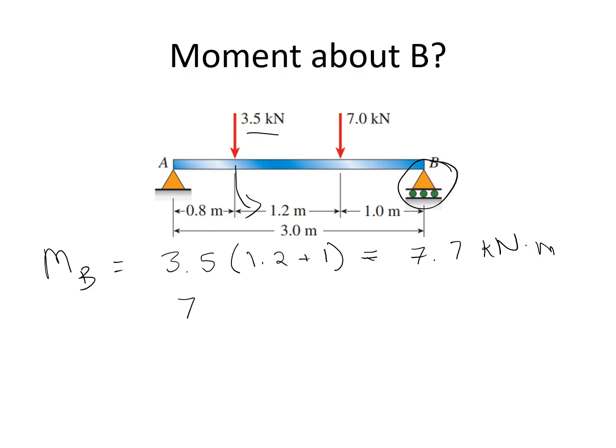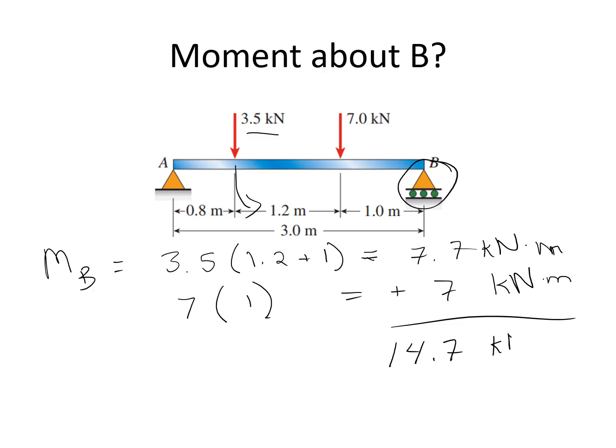And then we have the 7 kilonewton force times a distance of 1, so that's going to be 7 kilonewton meters. And again, that is tending to be in the counterclockwise direction, so it will again be positive. If I add those together, I get 14.7 kilonewton meters, and positive because it's in a counterclockwise rotation.